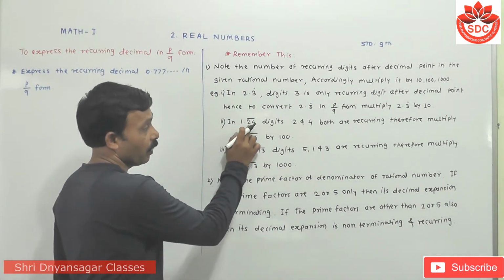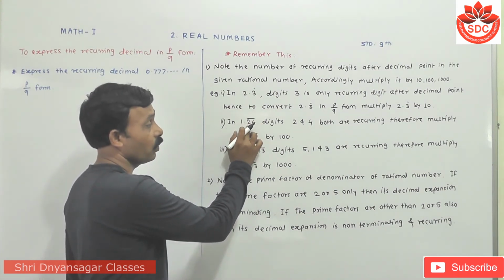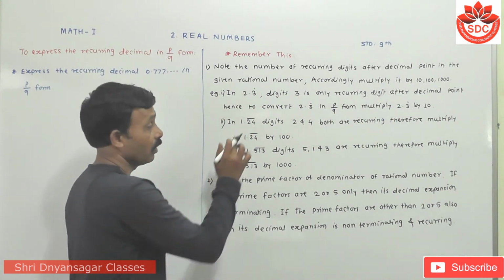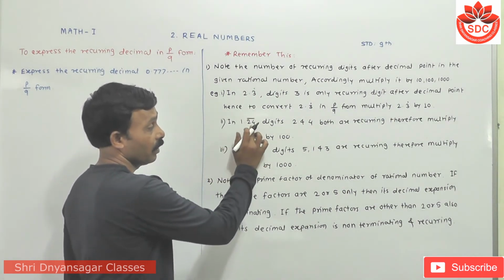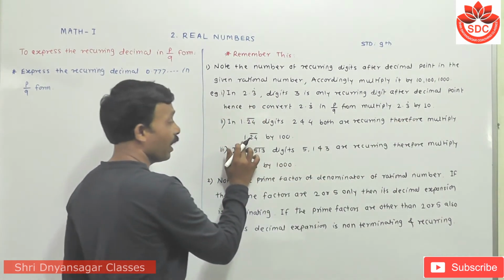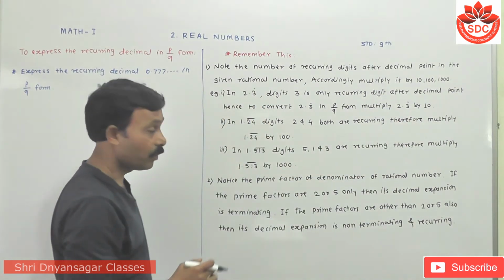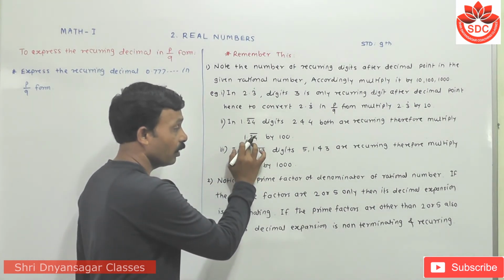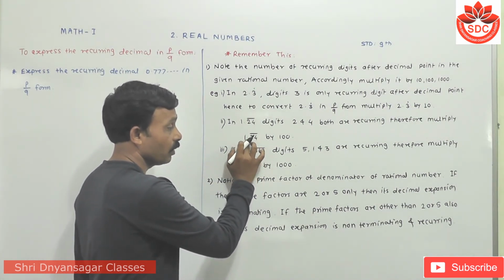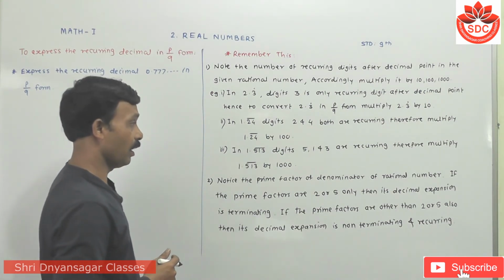Second, in this 1.24 bar, suppose this is an example, meaning 2 and 4 are the recurring digits. Digits 2 and 4 both are recurring. Therefore, multiply 1.24 bar by 100 because there are 2 digits. After the decimal point there are 2 digits, so you have to multiply by 100.